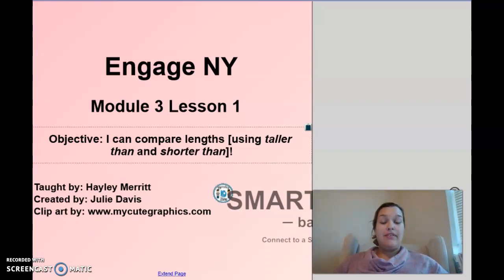And our objective is I can compare lengths using taller than and shorter than. So when we talk about taller and shorter, we're going to be comparing the sizes of things and how long they are.